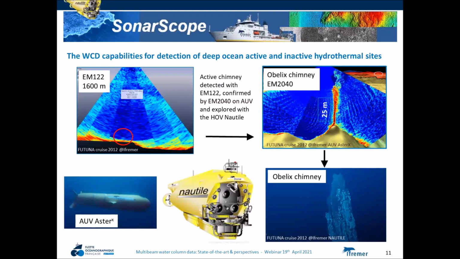This second slide illustrates the search of hydrothermal sites for the mineral resources team at Ifremer. The image on the left is a polar echogram of a deep water EM122 multibeam echosounder, where the seafloor is 1,600 meters deep. Carla Scalabrin could identify a very weak signal here. The decision was taken by the scientific team to plan a dive with the AUV.